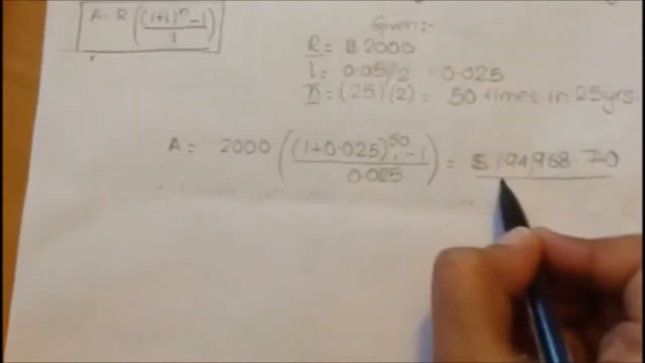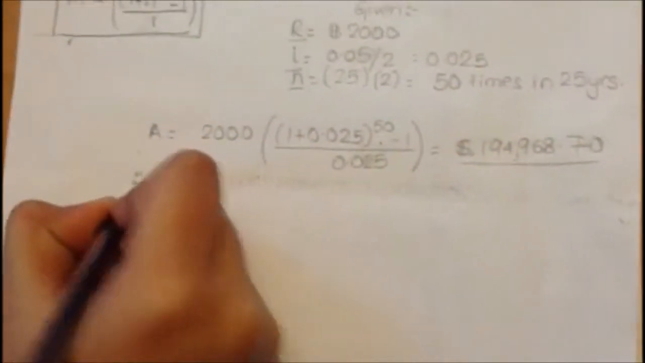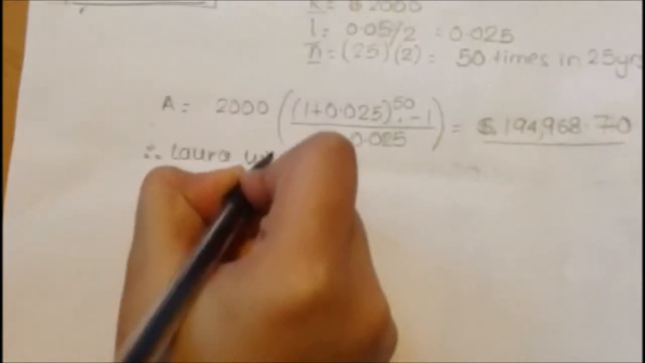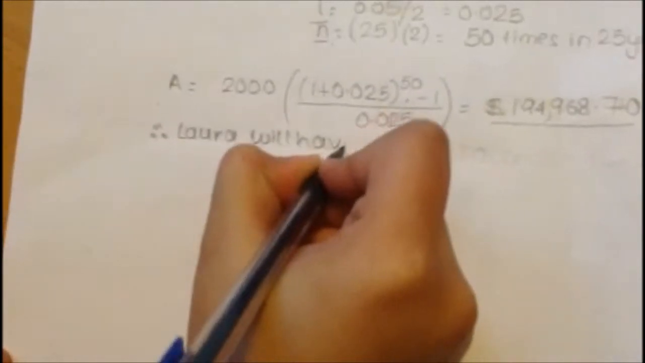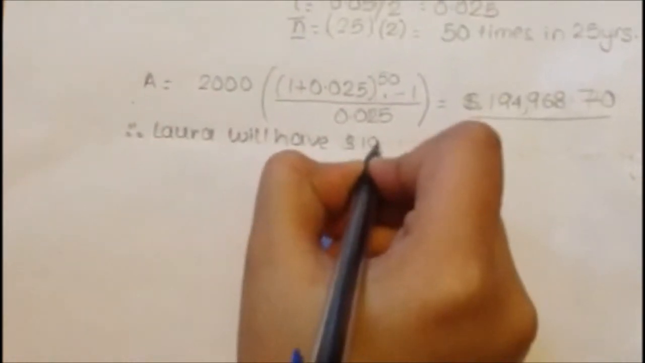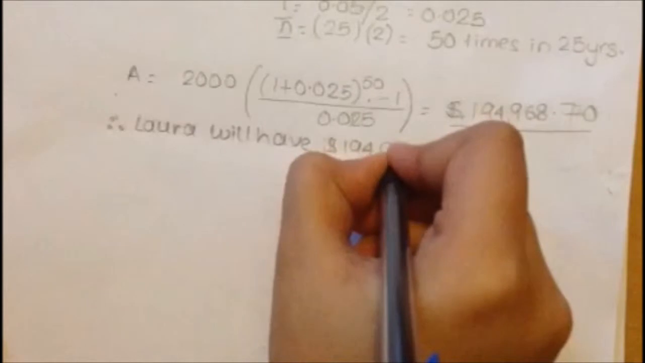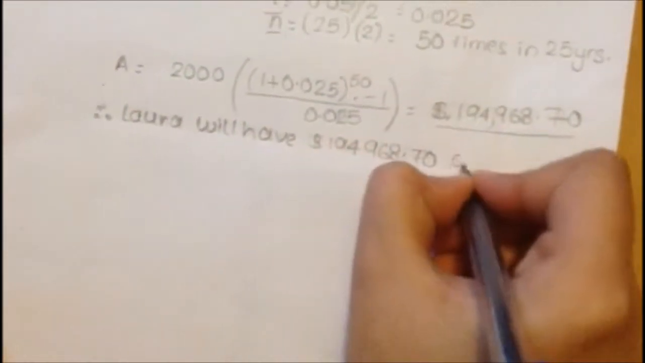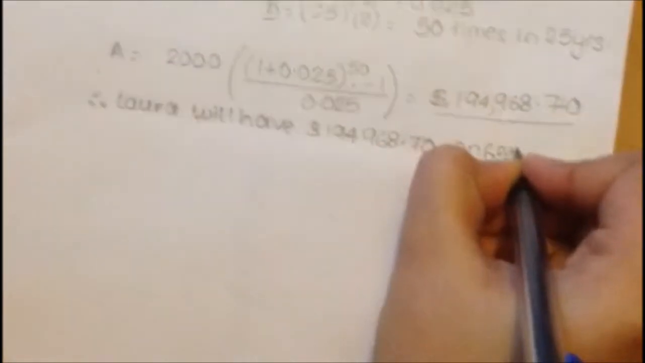So now we have our answer, so we can write our therefore statement. Therefore, Laura will have $194,968.70 on her 65th birthday.